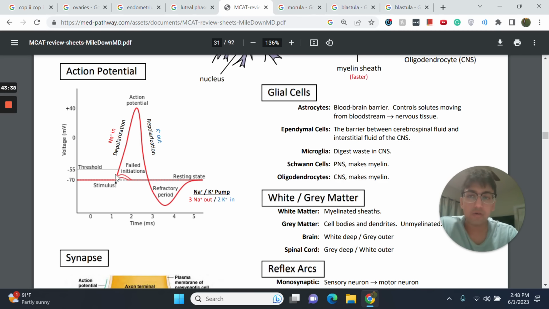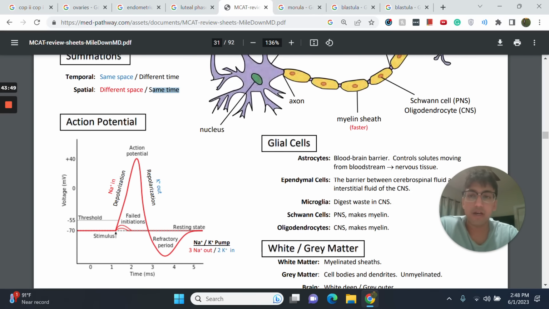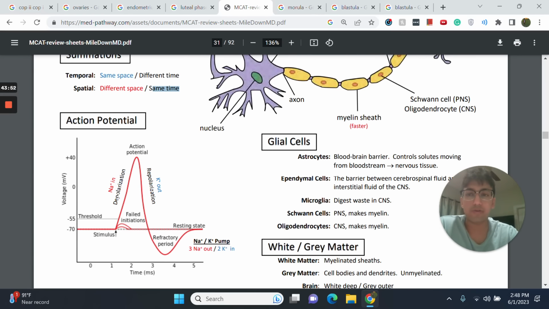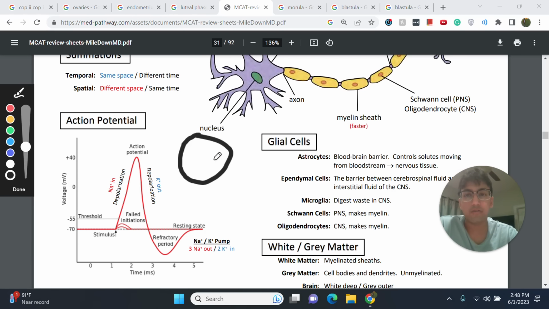But if it doesn't go to the threshold, then it's a failed initiation, and so we won't have any action potential, right? So the stimulus from other neurons, for example, has to exceed the threshold to cause depolarization. Depolarization is when the sodium channels are opening. And you should definitely know that if you have a neuron, the sodium is very high on the outside and very, very low on the inside.